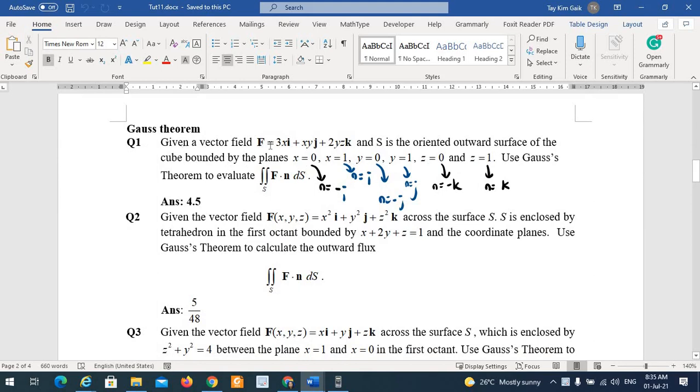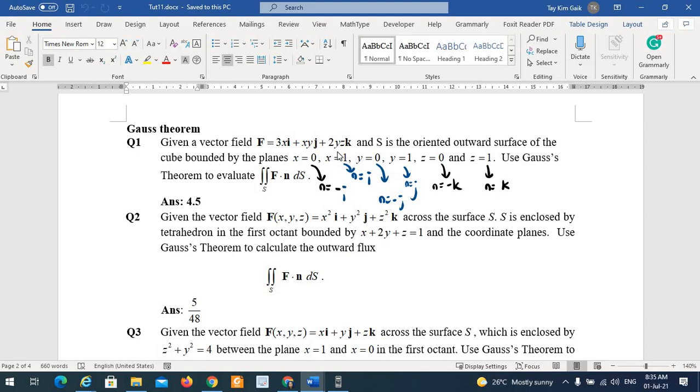Given a vector field F equal to 3x i plus xy j plus 2yz k, and S is the oriented outward surface of the cube bounded by the planes x equal to 0, x equal to 1, y equal to 0, y equal to 1, z equal to 0, z equal to 1. Use Gauss Theorem to evaluate the flux integral of F dot n dS.